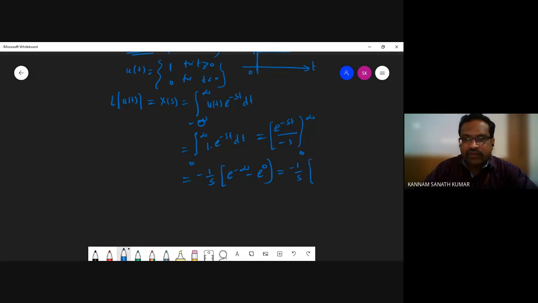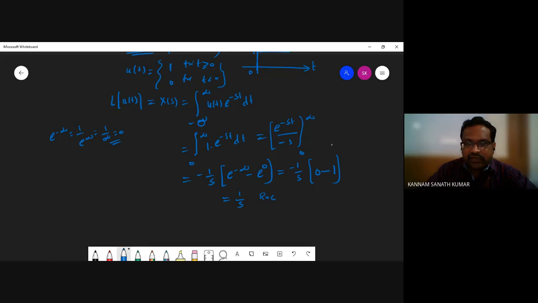e power minus infinity is how much? 0, no? e power minus infinity is 1 by e power infinity, so this is 1 by infinity, which is equal to 0. So 1 by infinity is 0, minus e power 0 is how much? 1. So minus into minus is plus, so what you are getting is 1 by s. So what is the ROC?